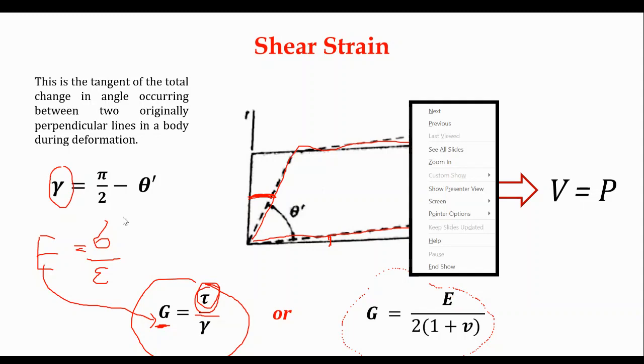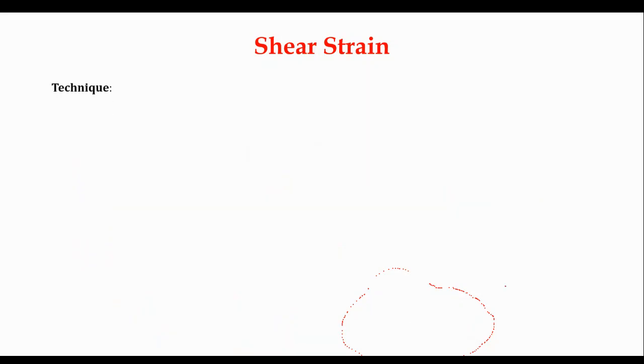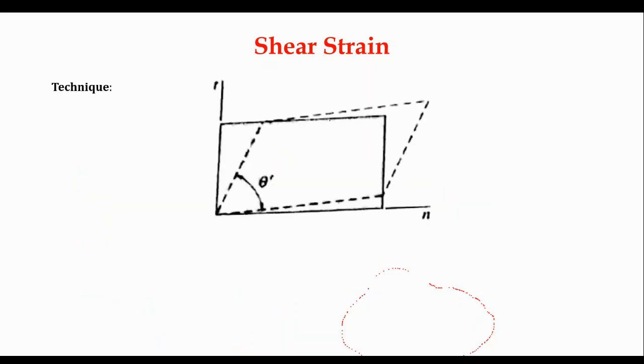And then, here's the technique to make solving easier. Given a figure like this, the total shear strain is the sum of the angular deviations. So this is gamma 1 and this is gamma 2.